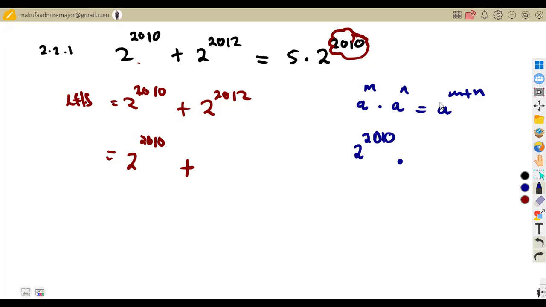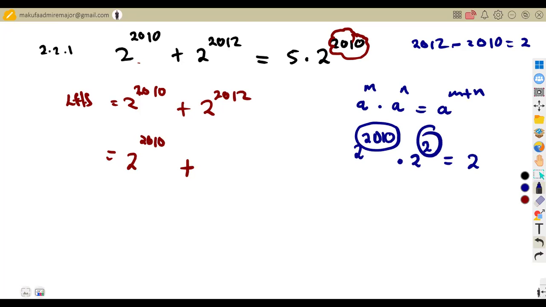Since we are supposed to add, to know the term that we are going to use here, we simply subtract 2012 minus 2010. If we subtract this, we obtain a difference of 2. So if we multiply by 2 to the exponent of 2, we are going to get 2 to the exponent of 2012, because we add the exponents. Since we are multiplying bases that are the same, we add our exponents. That's 2010 plus 2, which gives us 2012.